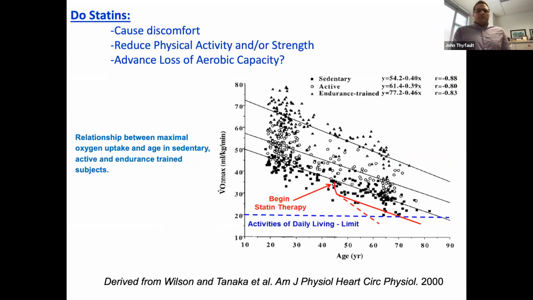There's been a bunch of questions in the literature. Do statins cause discomfort and cause people to be less active because of that? And do they advance the loss of aerobic capacity? So we began to think about this. If individuals have a low aerobic capacity as they get older, does something like a statin drive that down further and advance this even further? Another question is, if someone is high fit and has high mitochondrial function, do they have more protection against statin-induced changes in VO2 max? These are things that are completely unknown.